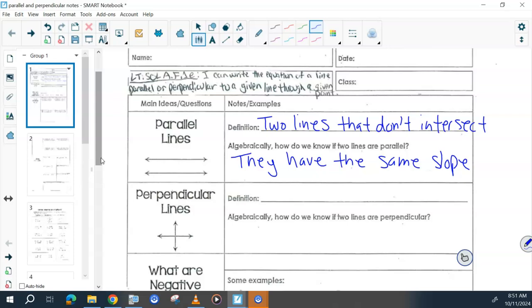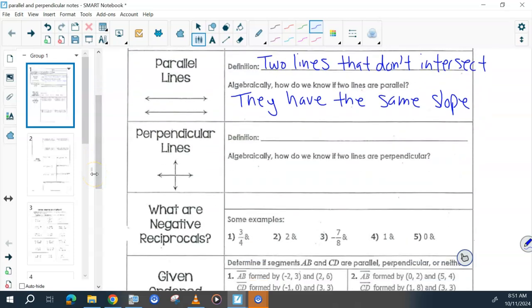What do we know about perpendicular lines? They do cross. More specifically, they cross and make like a T at a 90-degree angle. Like your x and y axes are perpendicular lines. So two lines that intersect at a 90-degree angle. Algebraically, we know two lines are perpendicular if they have negative reciprocal slopes. I'll write what that means here in a second.